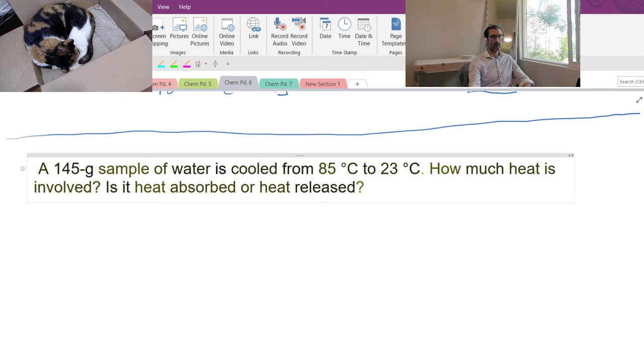Water is cooling from 85 C to 23 C. How much heat is involved? What I'm asking is, will the heat be absorbed or released? In the interest of maintaining the video quality, I'm going to start writing things.